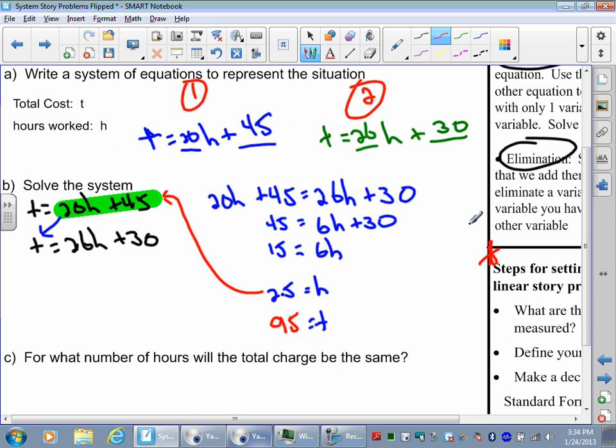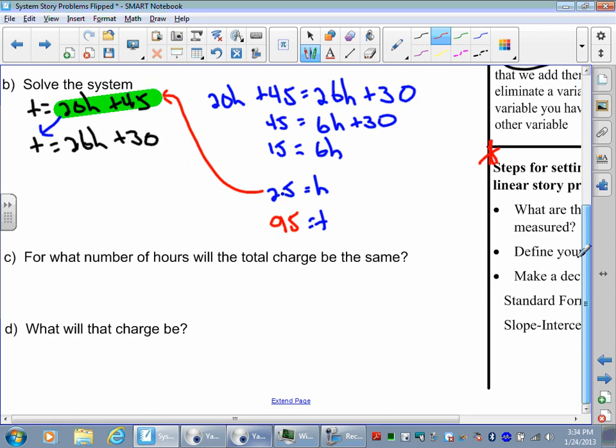So now we need to make sure that I understand what this solution to the system, the math of the system, really means. Well, for what number of hours will the total charge be the same? 2.5 hours. If the project's only going to take 2.5 hours, it doesn't matter who I hire, the first person or the second person. What will that charge be? $95 will be the total charge.